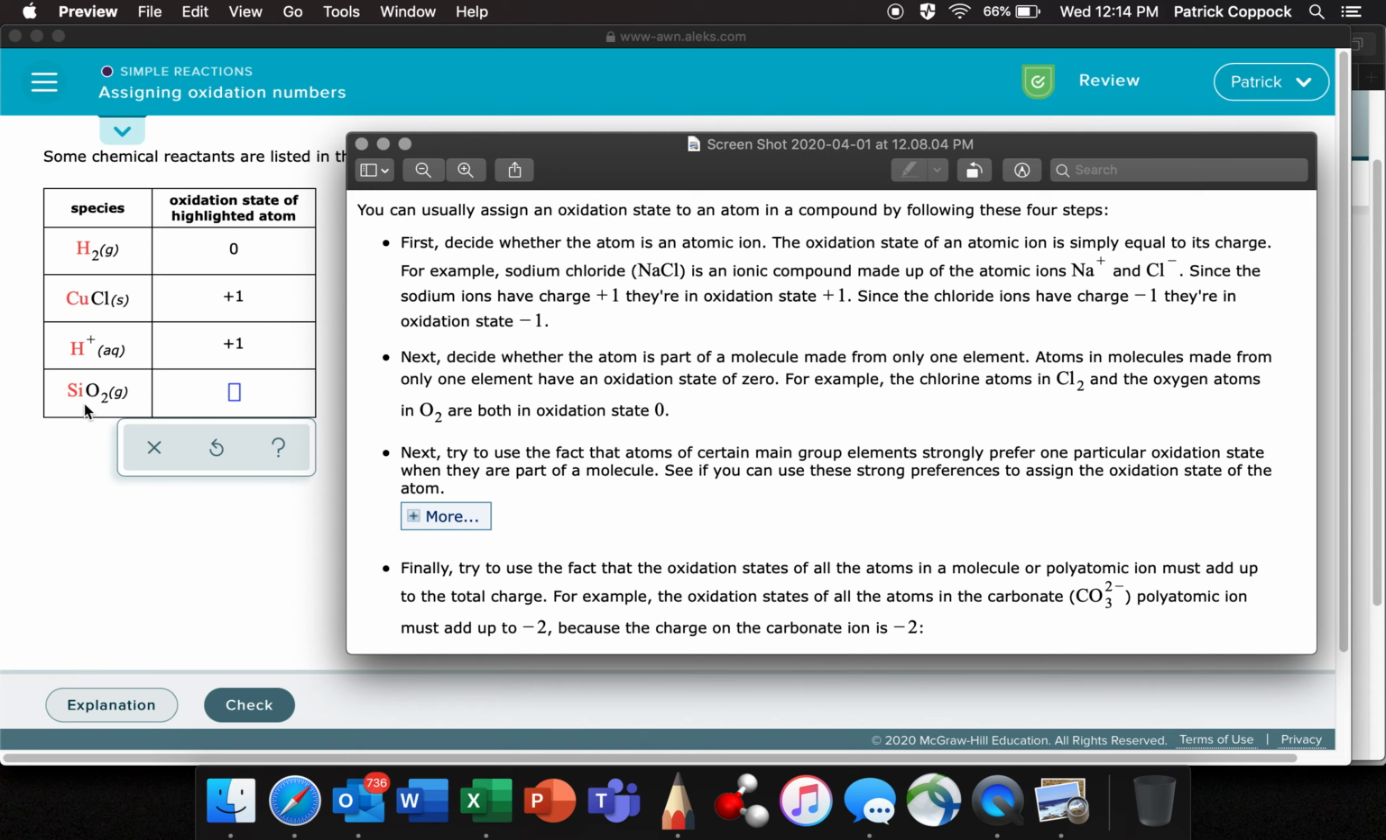Silicon. Is silicon a main group element? Yes, it is. Okay, but we also know when we click on this that oxygen is -2. It is also a main group element, and so we're going to have to invoke rule number 4. All right, so we know that all the oxidation states have to sum up to be equal to the charge of the overall compound. What is the charge on the compound? It's 0, right? Because there's no charge there.